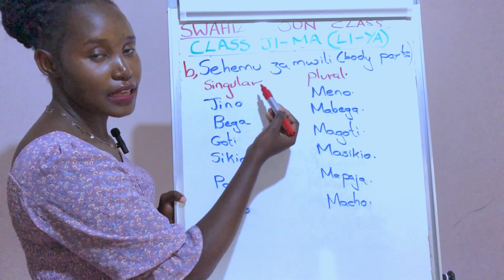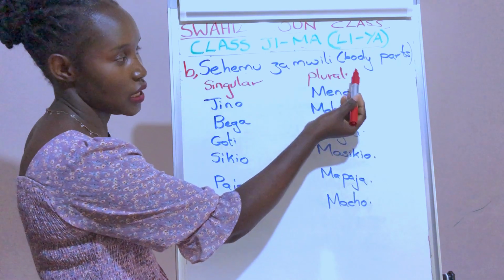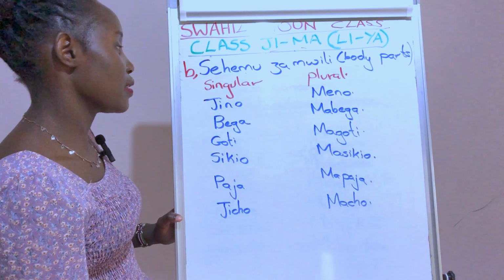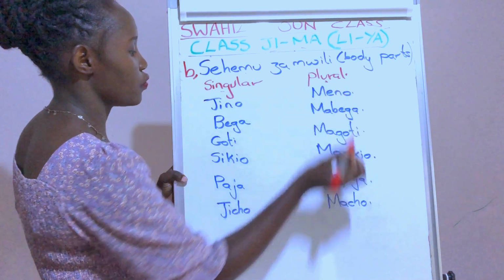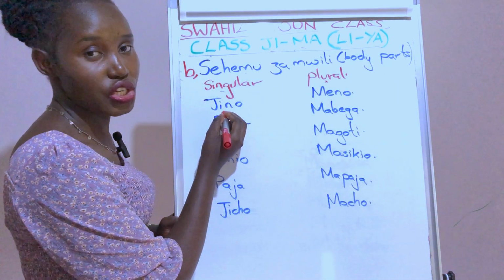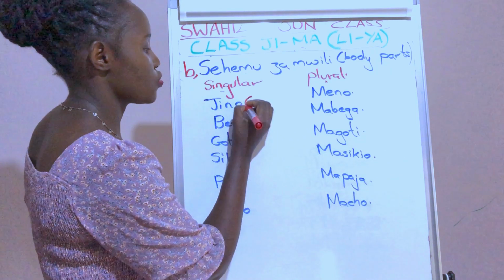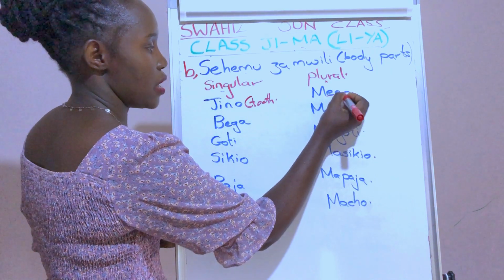Sehemu za mwili, which we say in English body parts. Sehemu za mwili, they are body parts. Now we have them in singular form and in plural form. The first one we have jino. Jino. This is a tooth. In plural we say meno.